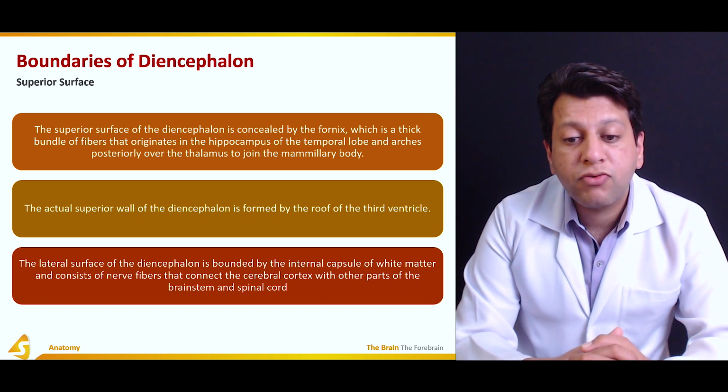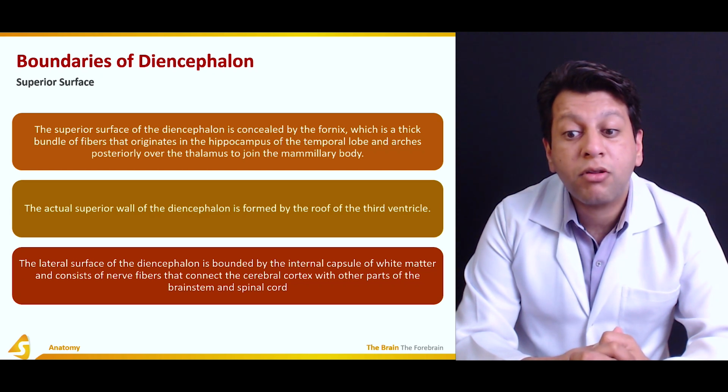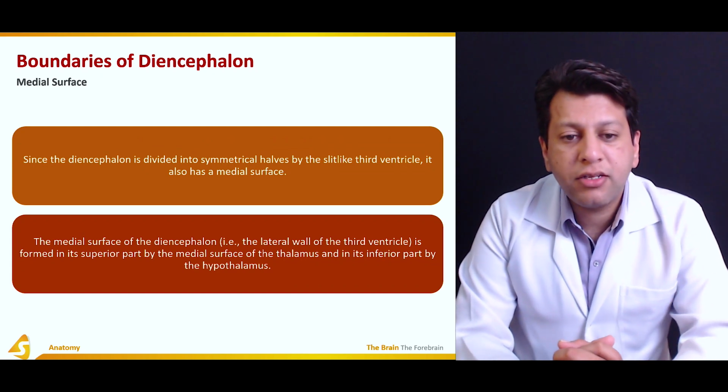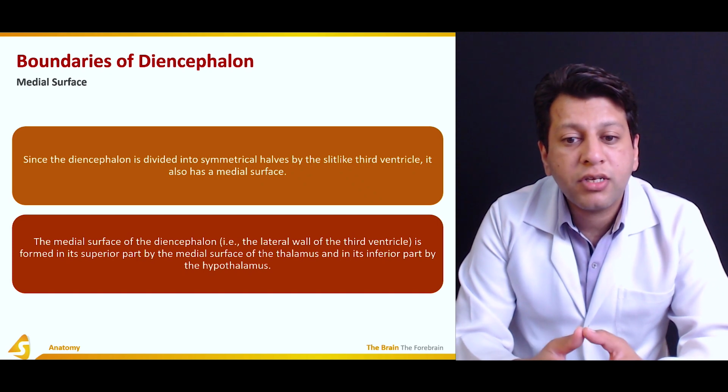The lateral surface of the diencephalon is bounded by the internal capsule of the white matter and consists of nerve fibers that connect the cerebral cortex with other parts of the brainstem and spinal cord. Medial surface. Since the diencephalon is divided into two symmetrical halves by the slit-like third ventricle, it also has a medial surface.